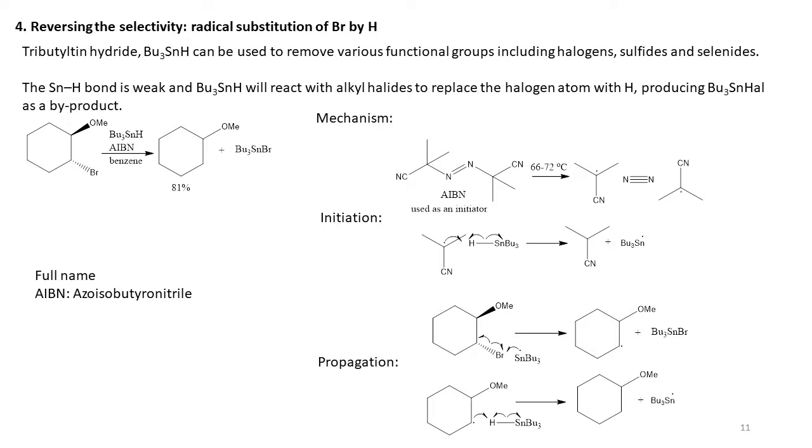Tributyltin hydride can be used to remove various functional groups, including halogens, such as bromine, as in this example, or sulfides, as we will discuss later. So AIBN and tributyltin hydride are used in combination. AIBN, also called azobisisobutyronitrile, is used as an initiator to abstract hydrogen from tributyltin hydride to give tributyltin radical. And this is the first step of the propagation step. So tributyltin radical abstracts bromine and gives a secondary radical that in turn stabilizes itself by reacting with tributyltin hydride, and it gives the product with the active radical that continues the reaction.